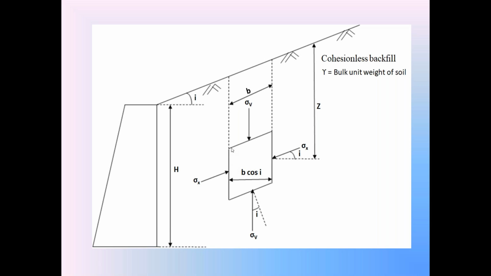Take the unit thickness of the soil prism in the perpendicular direction. So the volume V of the soil prism is height z into horizontal width b cos i into thickness 1. That is the volume. Consider the unit weight of the soil in the soil prism as gamma. Gamma is the bulk unit weight of the soil in the soil prism.